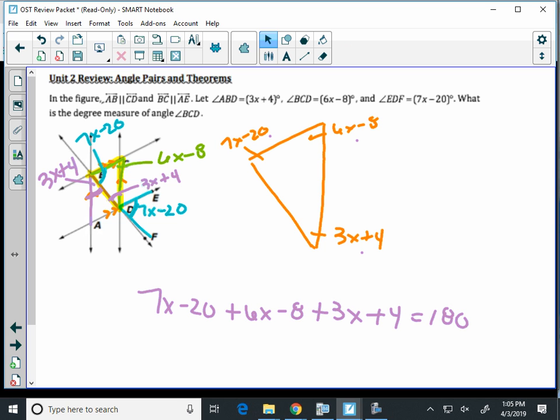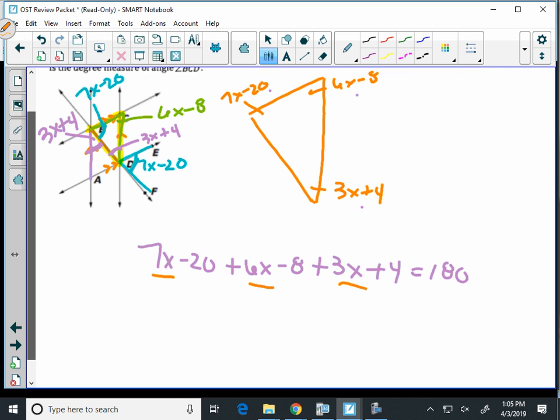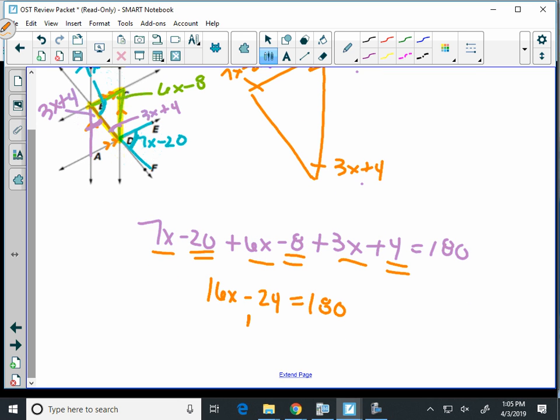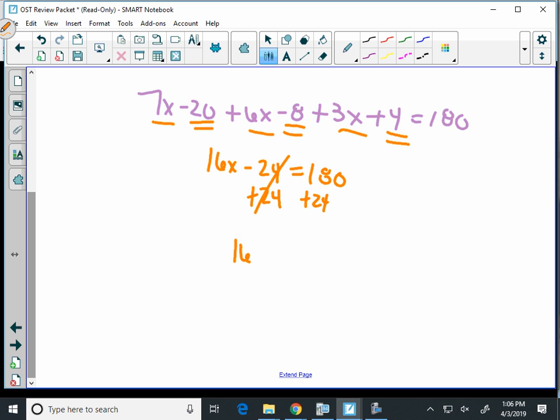And then solve. When we solve, combine our x's. So we get 7x plus 6x plus 3x, we get 16x. And then we get negative 20 minus 8 plus 4. That gives us negative 24. Move the 24 over. So I get 16x is equal to 204. To get x by itself, I'm going to divide by 16.